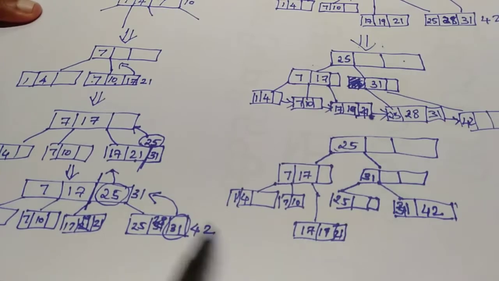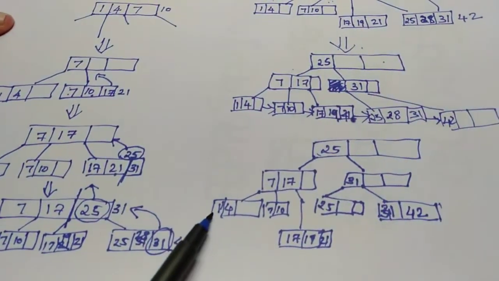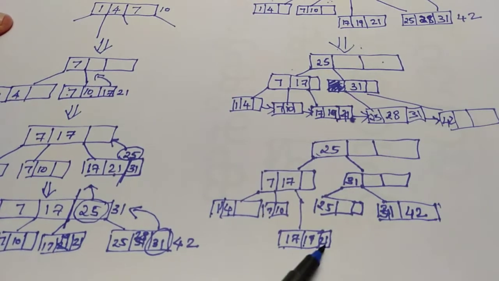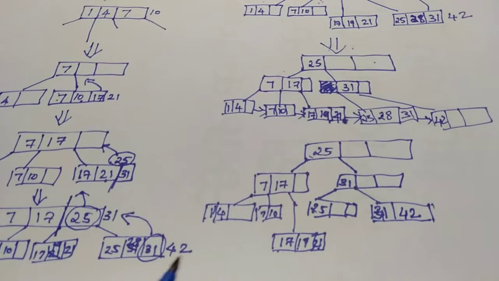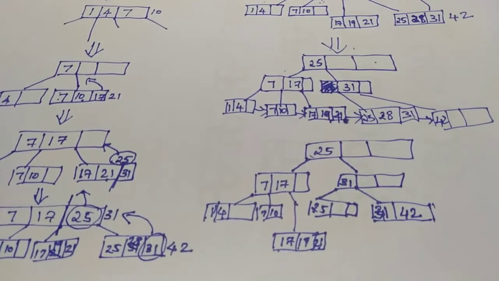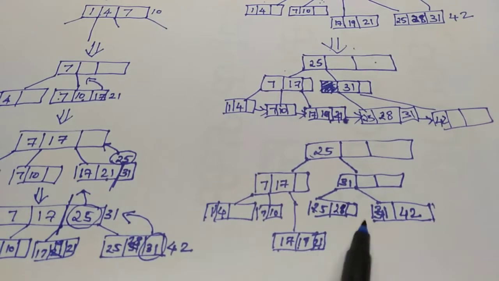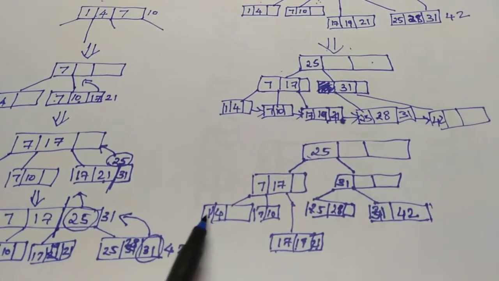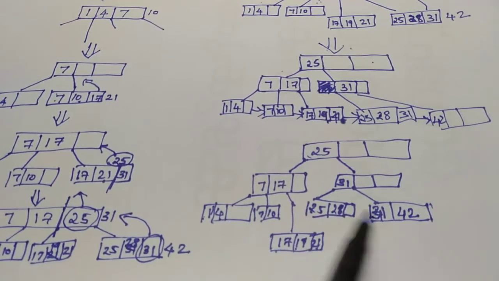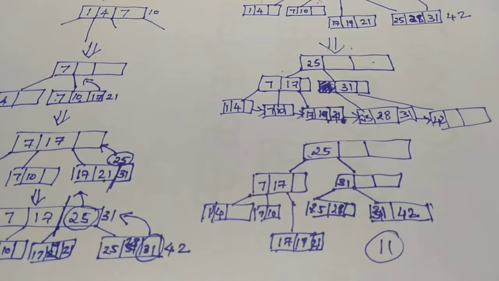Now if you look, all the elements that we have, there are 11 elements over here. All 11 are placed. 1, 2, 3, 4, 5, 6, 7, 8, 9, 10. Where I have missed something. What have I missed? 19, 21. Sorry, here. 25, 28 and 31. So 1, 2, 3, 4, 5, 6, 7, 8, 9, 10, 11. All 11 elements are placed.